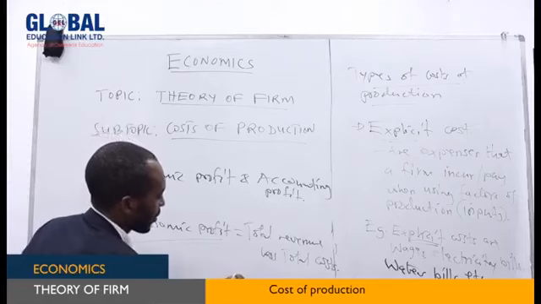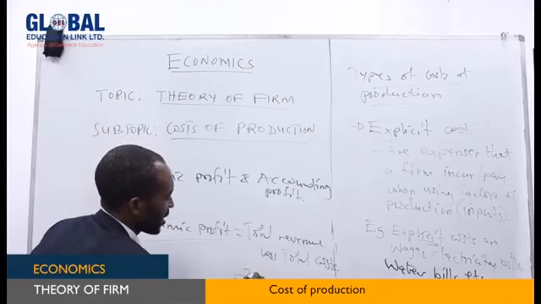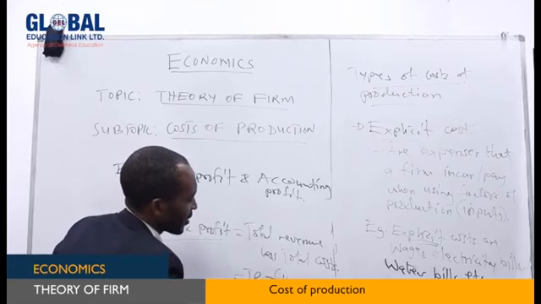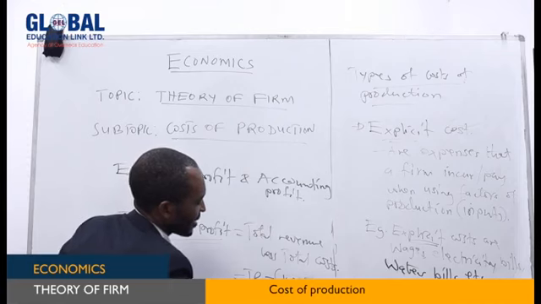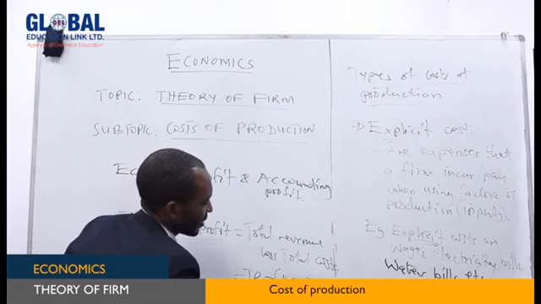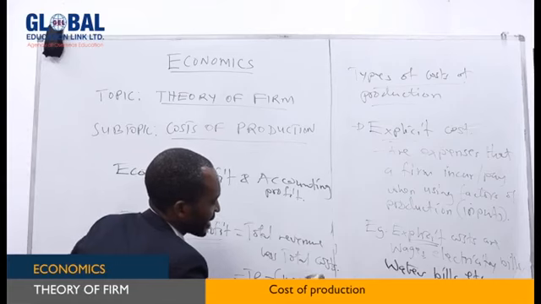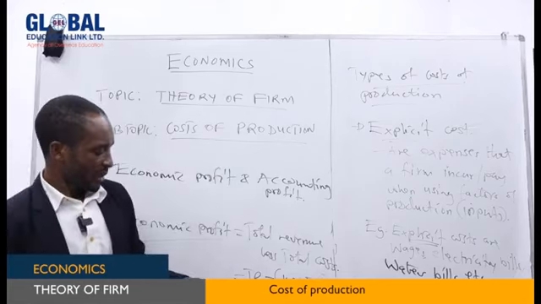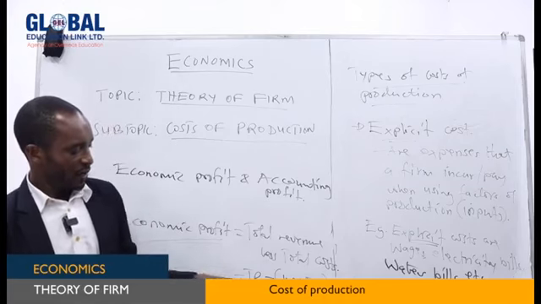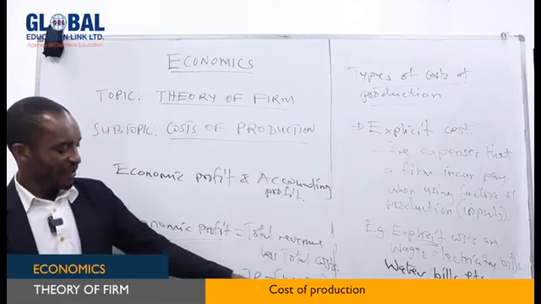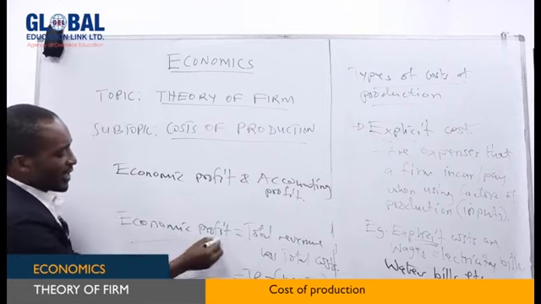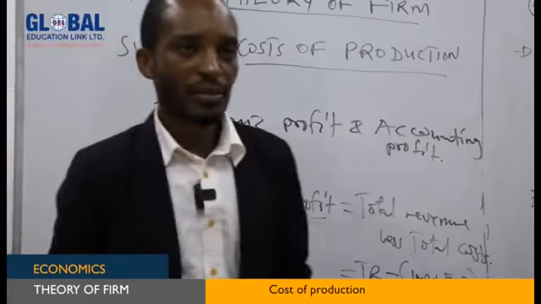So here will be equal to total revenue minus the implicit cost plus explicit cost. So when you get the value here, total revenue minus implicit cost plus explicit cost, the profit you get we call as a economic profit.